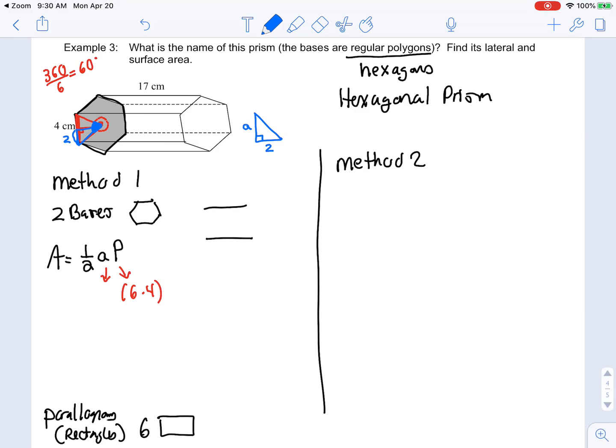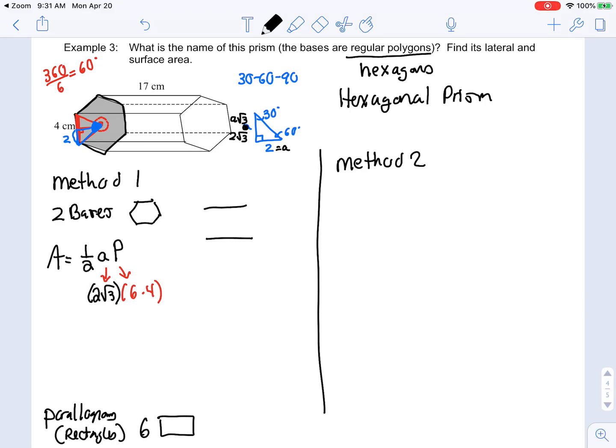Since this angle was 60 degrees, but it got cut in half, we know that this angle is 30 degrees, and that means that this angle down here was 60 degrees. Okay, in your 30-60-90 triangle, you know that the side across from the 30 is your A value, and we know that the side across from the 60 is A root 3. So that means that my apothem was 2 root 3.